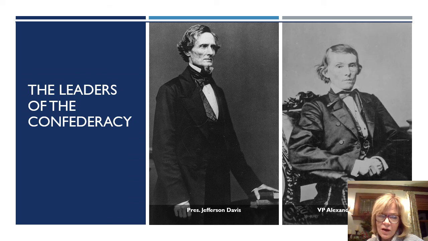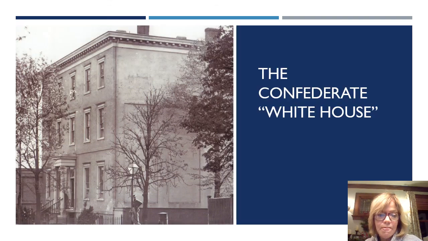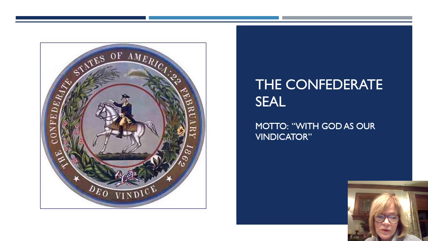So this guy on the left is Jefferson Davis. And the guy that looks like a 12-year-old punk, I'm sorry, but he does. That's Alexander Stephens. He's the vice president. Right, this is their Capitol, White House in Richmond, Virginia. This is their seal. They have George Washington on it. The Confederate States of America, 22 February 1862, and Deo Vindice, with God as our vindicator.